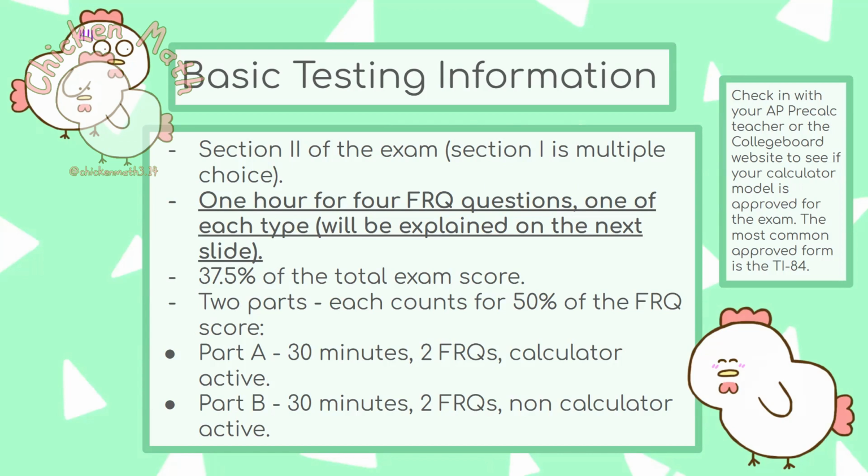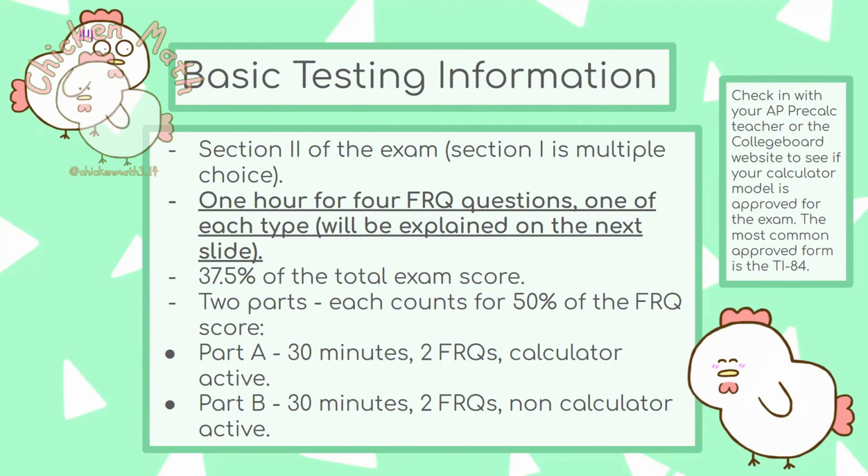Alright, so here are the basics of the FRQ section on the AP Precalculus exam. The FRQ section is section 2, so you're going to be doing it after the multiple choice. You have 1 hour to complete 4 FRQ questions. Keep in mind each FRQ question is multiple parts, so it's not just 4 straight up questions, but we'll look more into that later. And you're going to be getting one of each of the 4 types of FRQs, which again, we'll be going over later.